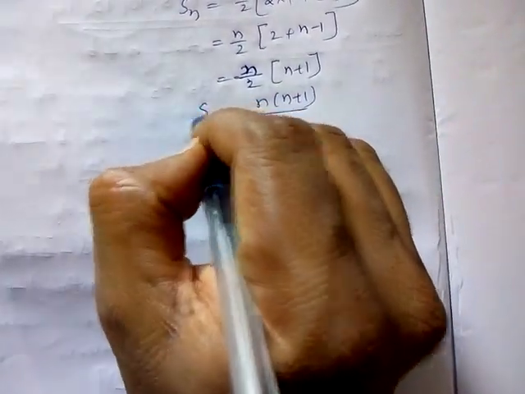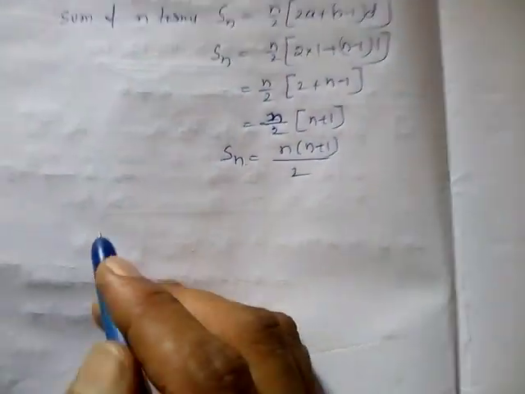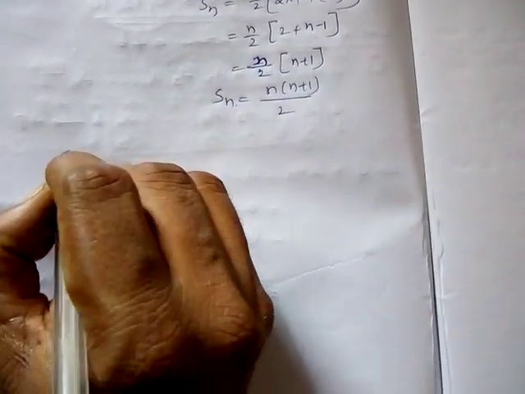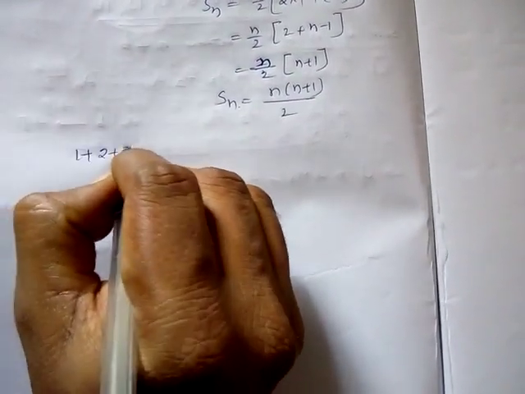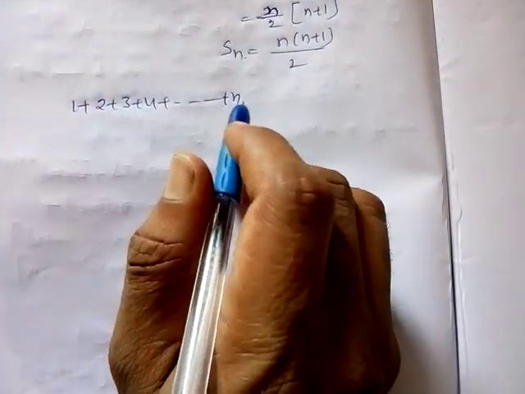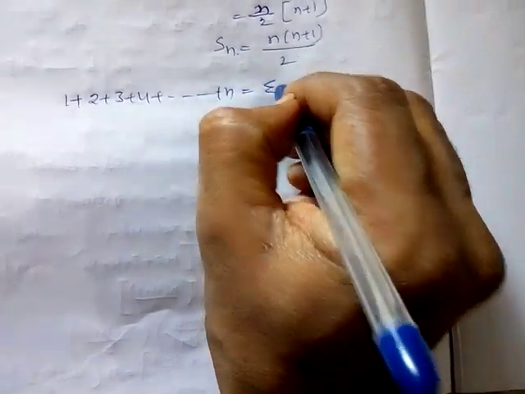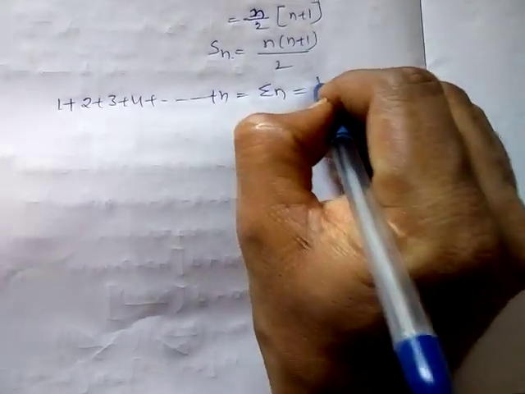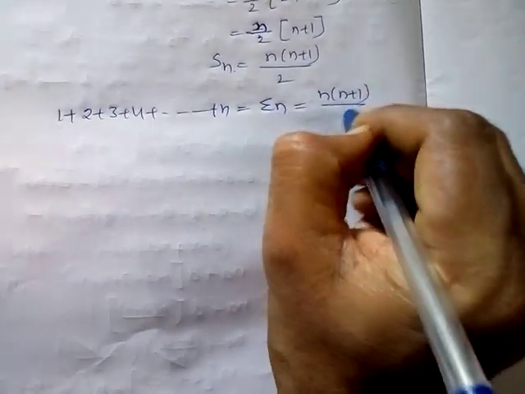Okay. Sum of first n natural numbers, it is denoted by sigma n: 1 plus 2 plus 3 plus 4 up to n terms. The formula is n of n plus 1 by 2.